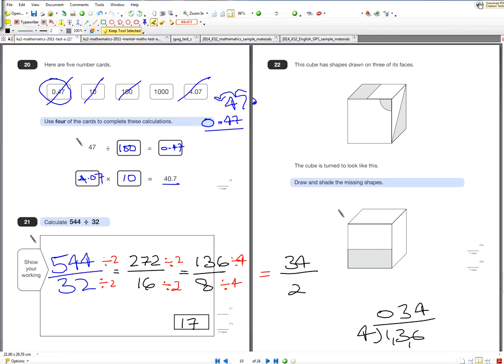Let's move on to the next question. We're running out of time at the moment. What do you have to do? I did the question before.